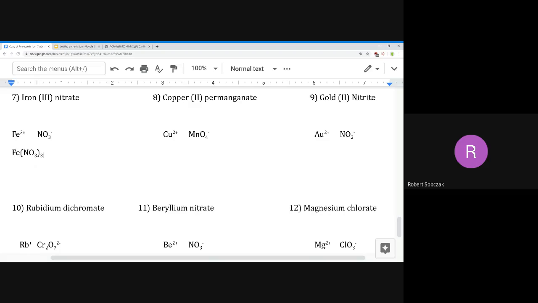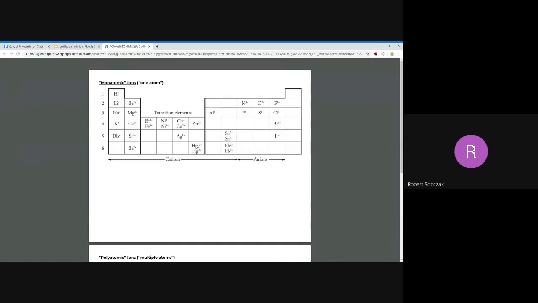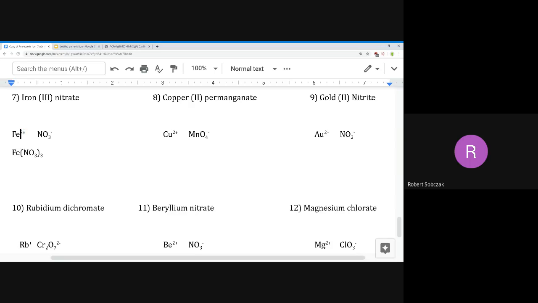And as a reminder, this 3+, if you look at our cheat sheet, iron can be +2 or +3. It's in row 4, column 3 right here under transition elements. You know it's 3+ because it's iron 3 nitrate.